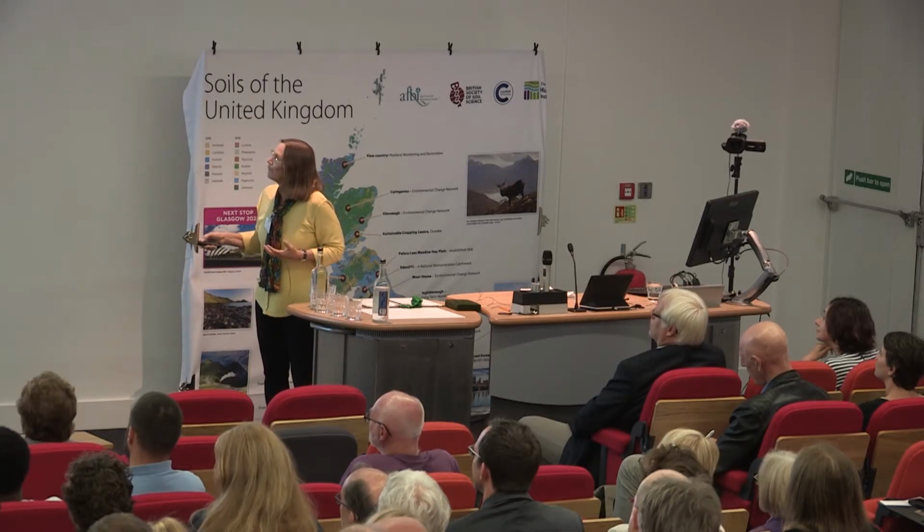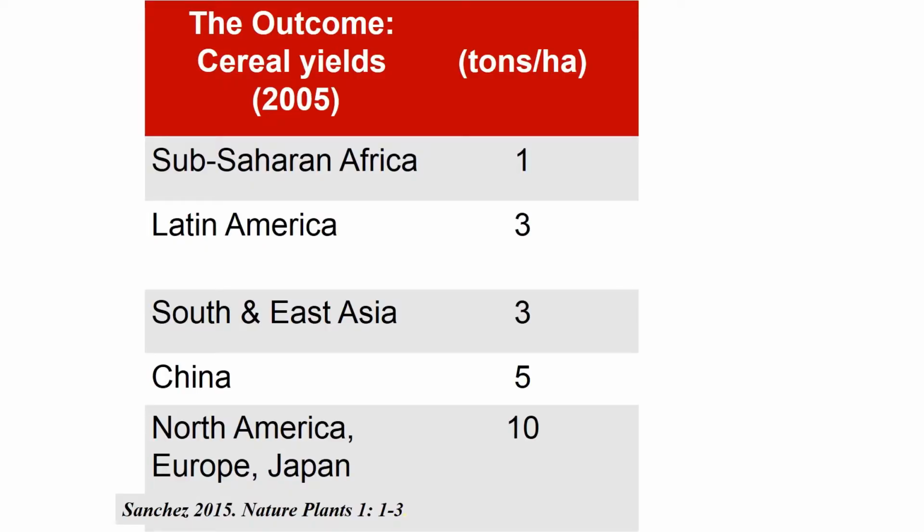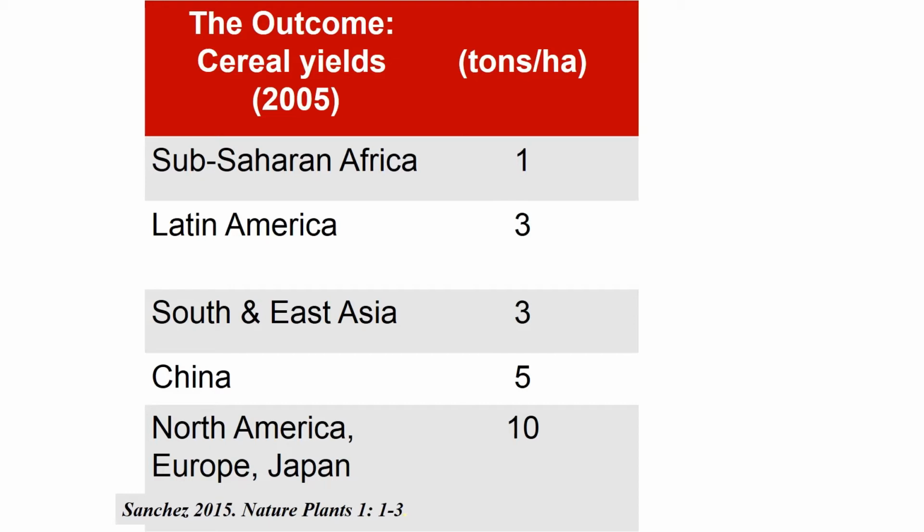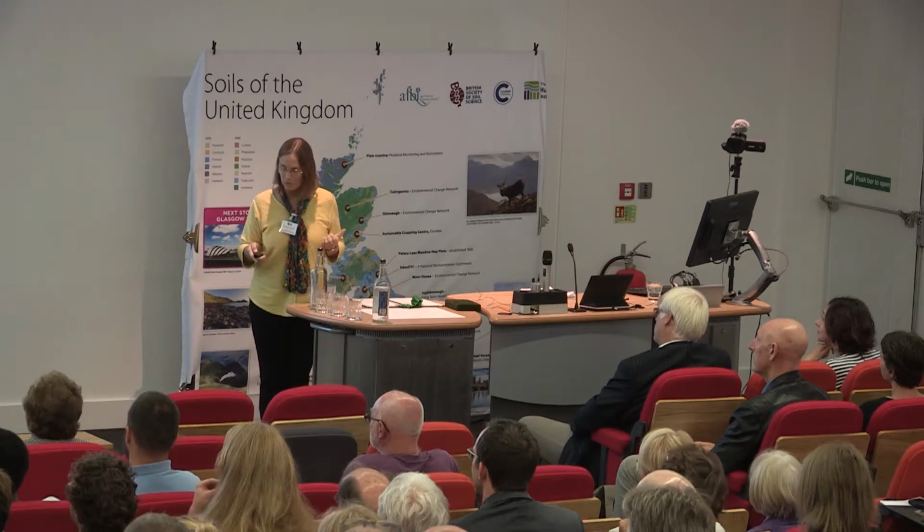And this is a good way to think about it. This is the total of 12 different cereal crops grown around the world. Sub-Saharan Africa, average 1 ton per hectare. Latin America, 3. South and Southeast Asia, 3. China, 5. China says it's higher than that now. And the US, Europe, Japan, 10. So an order of magnitude difference between what could be produced and what is being produced.